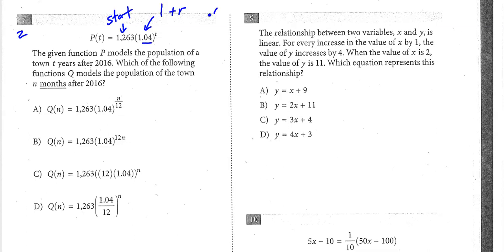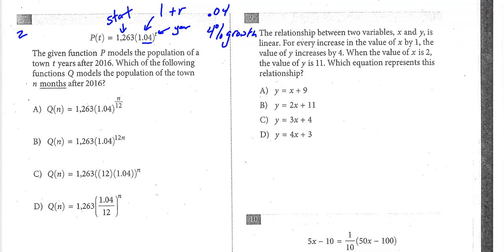So that 0.04, well, that would represent a 4% growth. So we're talking about 4% growth. T is years. So if it's 1 year, you would do 1263 times 1.04, and that would be the amount of growth in 1 year, 4%.